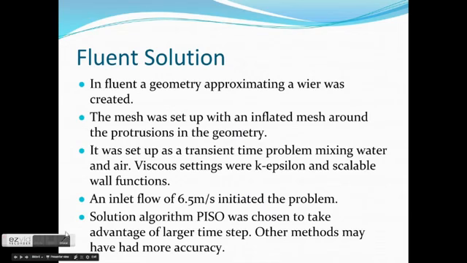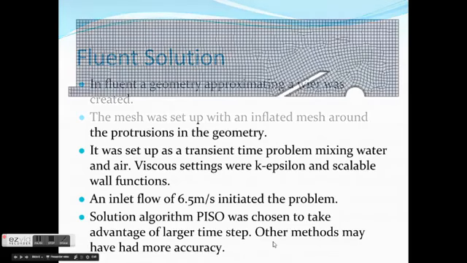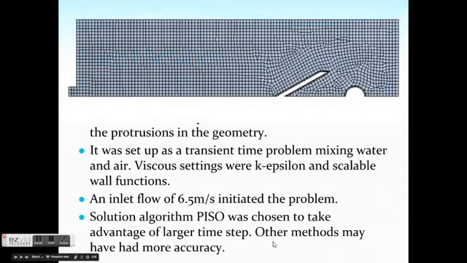In ANSYS, a weir-like geometry was created in a channel. The mesh was inflated at protrusions and used default mesh size, except maximum cell size was reduced to 0.04. In Fluent, the problem was set as time transient with k-epsilon viscosity. The PISO algorithm was selected due to familiarity and the large time step desired.